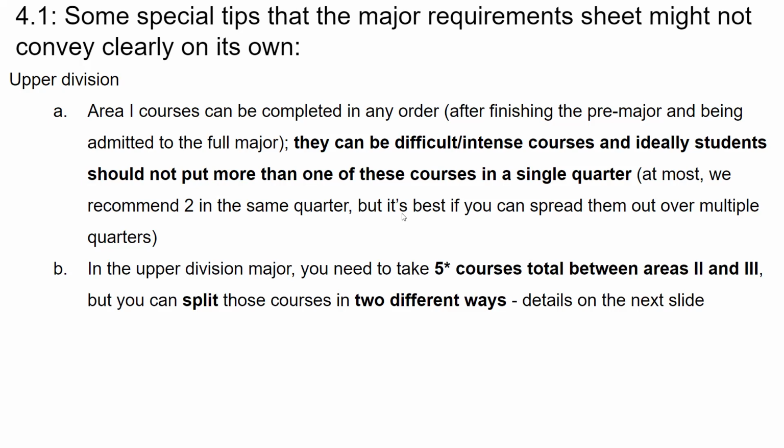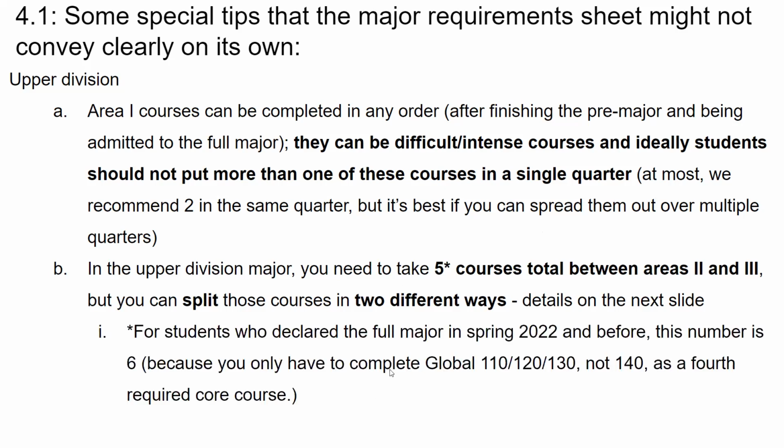In the upper division major, you need to finish the major beyond those 4 core courses, 5 courses total between areas 2 and 3, but you can split those courses in 2 different ways. Again, that split doesn't always come very clear in the major requirements. You'll see it in the progress check, but it's not always clear just looking at it. We have some details on the next slide. Now I'm saying 5 courses between areas 2 and 3.